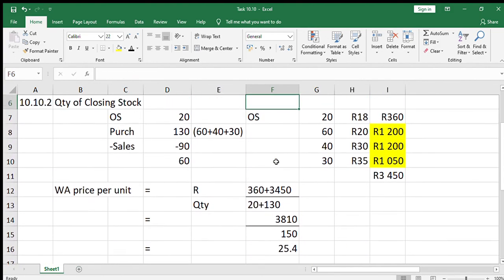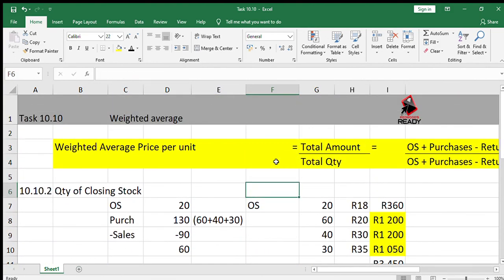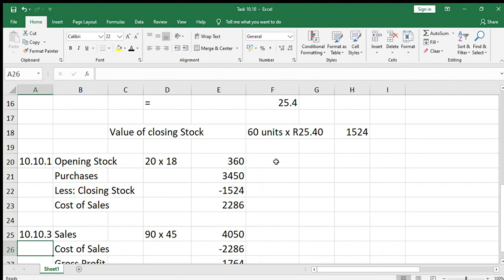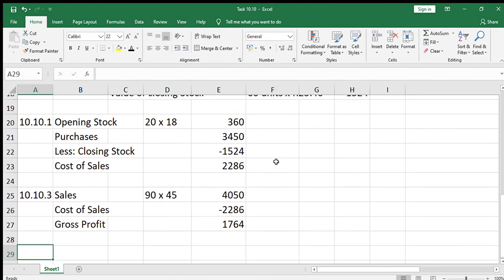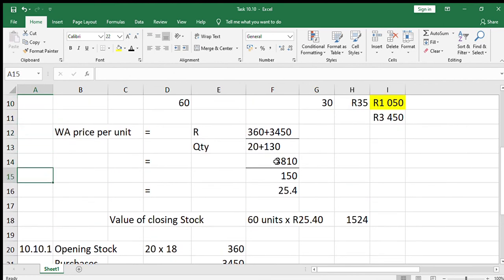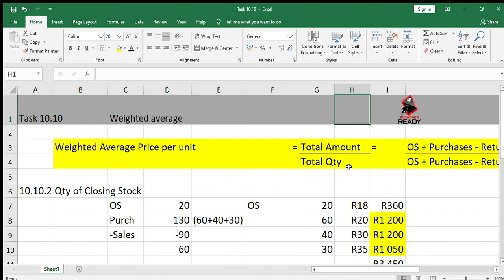What I want you guys to realize is that under any inventory method, the quantity of closing stock is calculated in the same method. The cost of sales is calculated in the same method. And the gross profit is calculated in the same method. The only thing that changes is the value of closing stock. Under specific identification, each item was identified and the cost price was allocated to it. Under FIFO, we valued the closing stock at the latest purchase price. And now with weighted average, the closing stock is valued at an average price. When we're doing comparison questions, obviously you'll see that better.